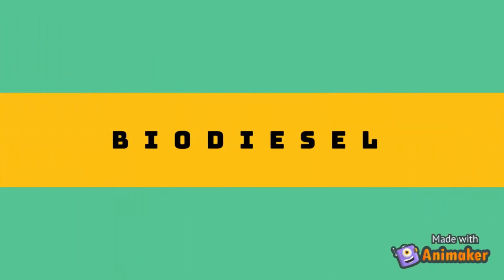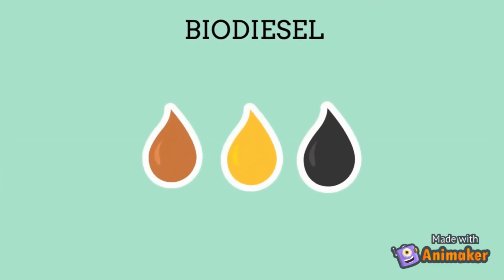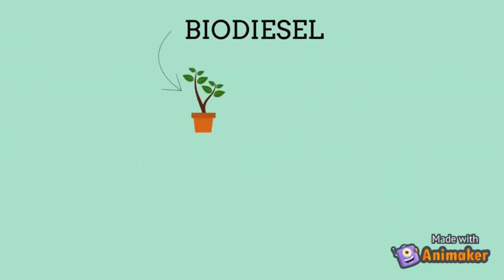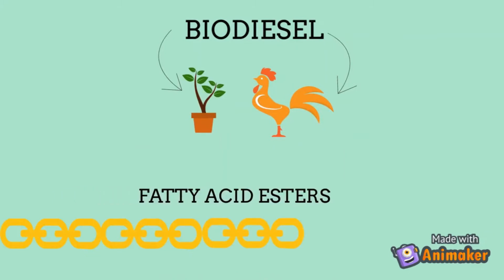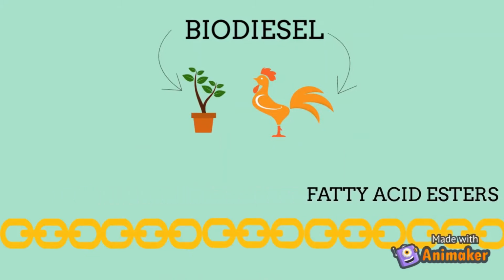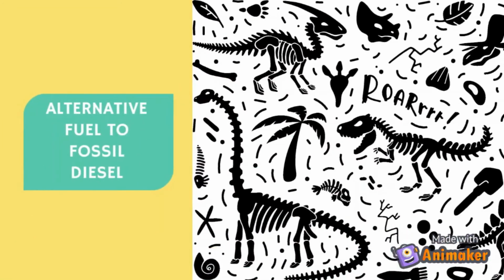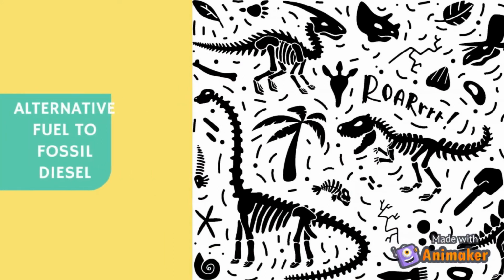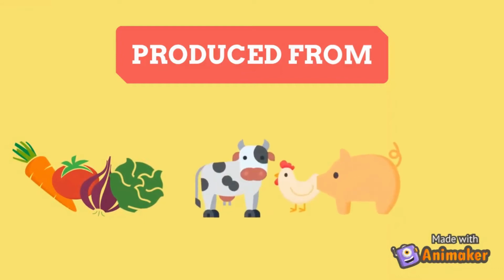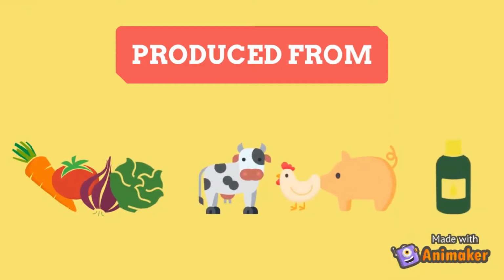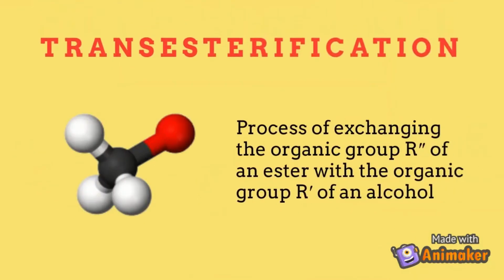What is biodiesel? Biodiesel is a form of diesel fuel derived from plants or animals, and consisting of long-chain fatty acid esters. It is an alternative fuel similar to conventional or fossil diesel. It also can be produced from straight vegetable oil, animal oil or fats, tallow and waste cooking oil, by a process called transesterification.